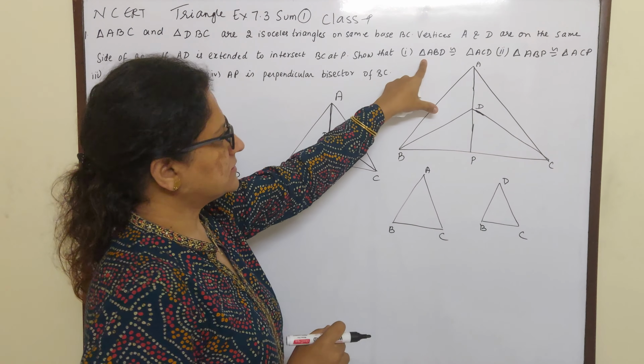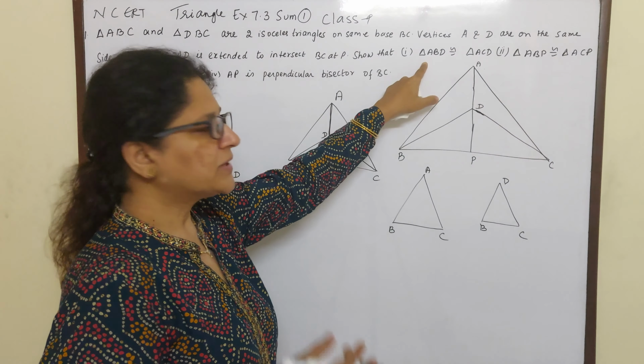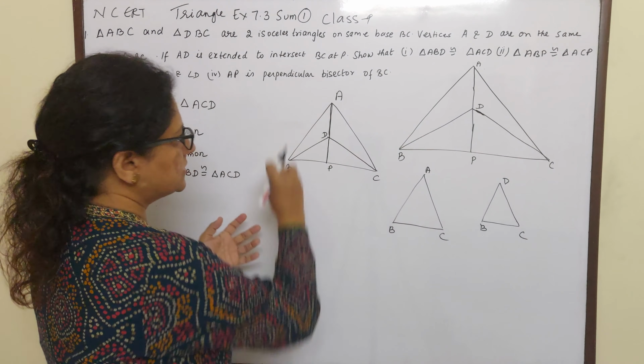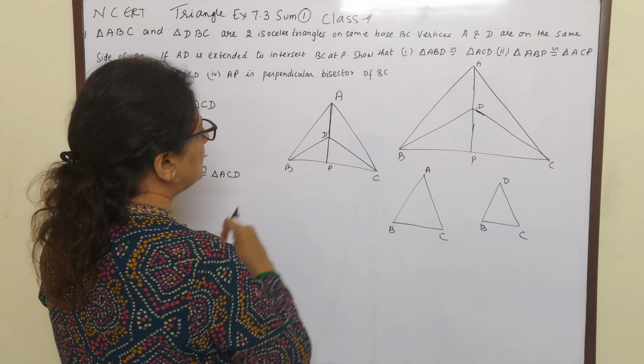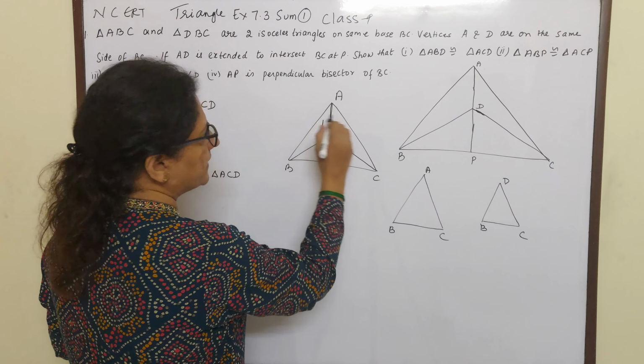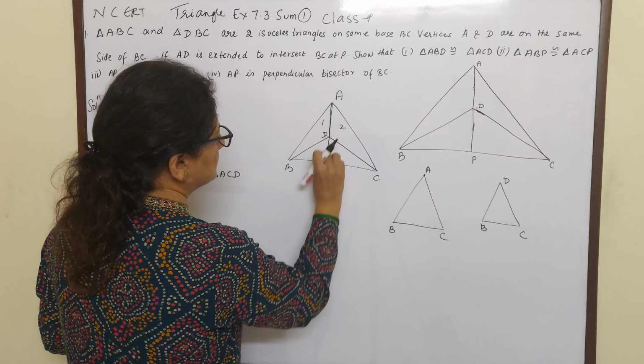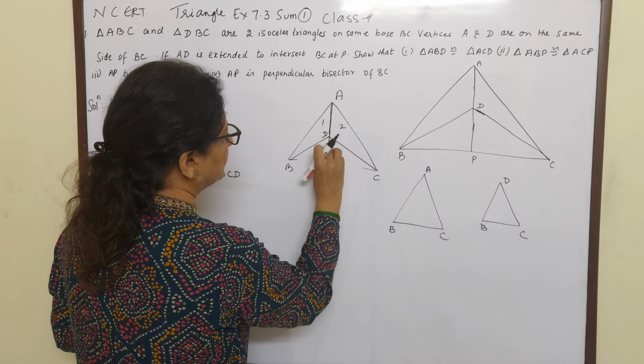So the first thing which we have to prove is triangle ABD is congruent to triangle ACD. So this is your diagram. So they need only ABD, that is this triangle, and ACD, this triangle. So we don't need this. So we will just remove this off.